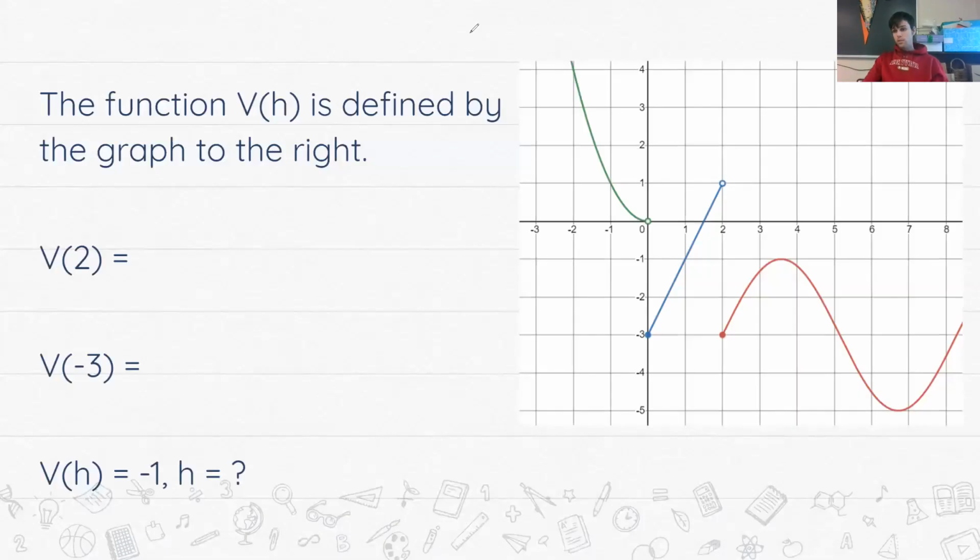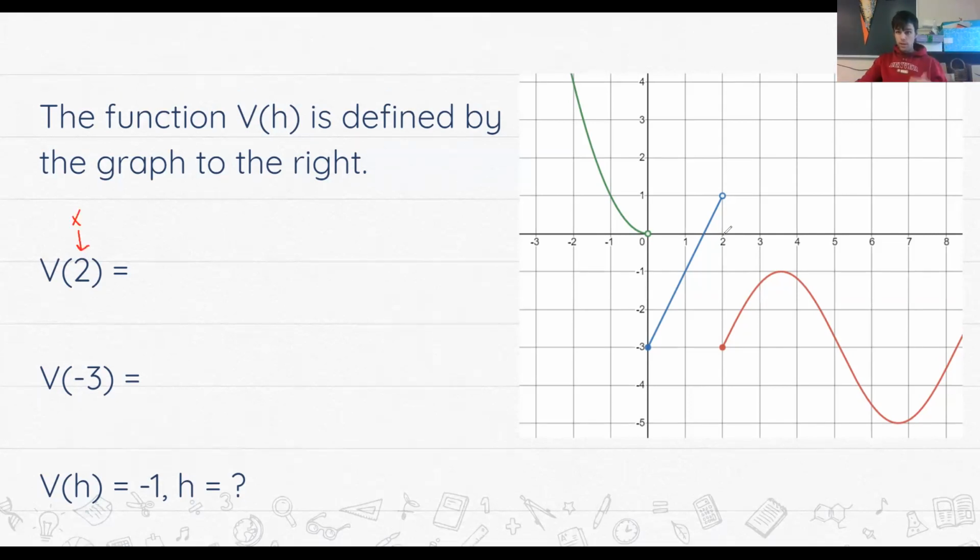Okay. Last thing here, we're going to evaluate a piecewise function on a graph. Doesn't really change much. You know, the x's are the inputs, the y's are the outputs. So let's go ahead and go through this. Our function is v of h. It's defined by this graph. So every point is an input and an output pair. So v of 2 means that 2 is our x, our input, right? So here is 2.